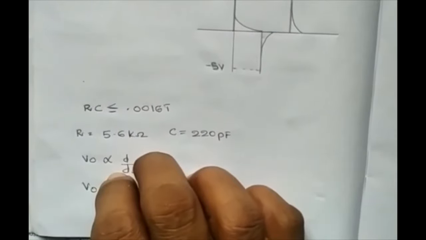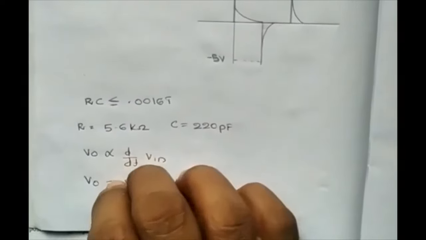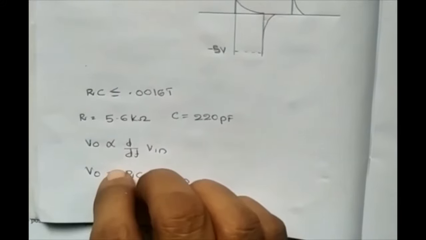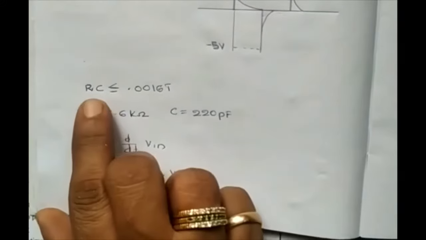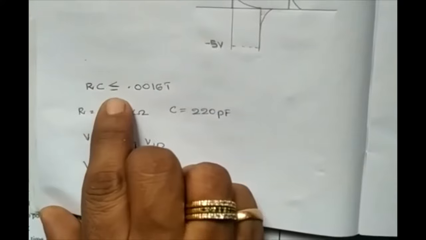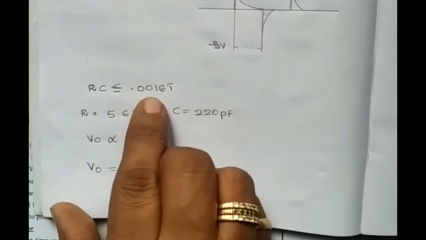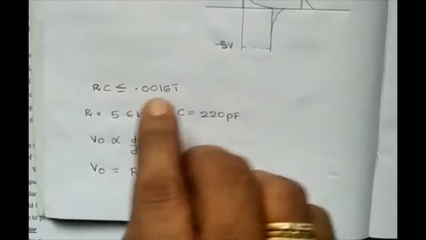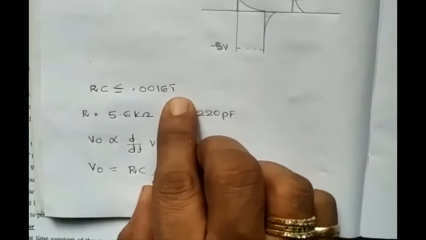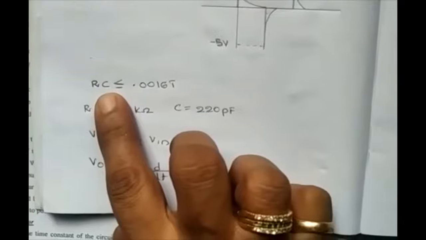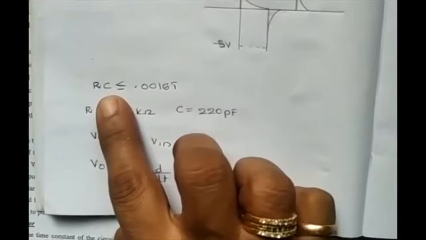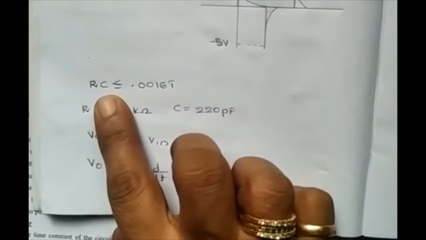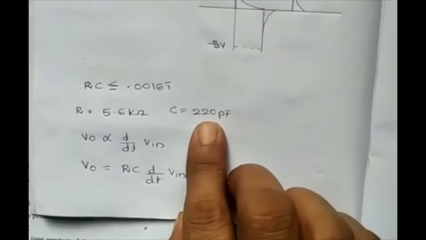Let the input be a square wave of 1 kilohertz. Therefore, T is equal to 1 millisecond. For differentiator, RC much less than or equal to 0.0016 T. Here R is equal to 5.6K and T is equal to 1 millisecond. Therefore, C is equal to 235 pF. 235 pF is not a standard value. So, we use a 220 pF capacitor.